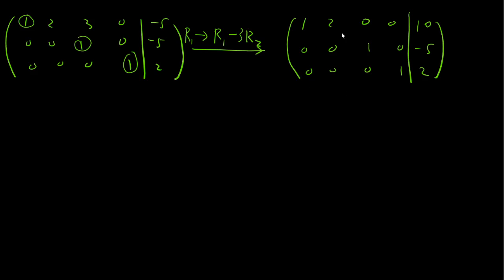The second condition is the first non-zero number of every row is 1. These ones are called leading ones. That's the leading one of row 1. That's the leading one of row 2. That's the leading one of row 3. The third condition is that the leading ones are in steps. That's what we meant by echelon. By that we mean the leading one of row 2 is to the right of leading one of row 1. The leading one of row 3 is to the right of leading one of row 2. That's what we meant by echelon form.